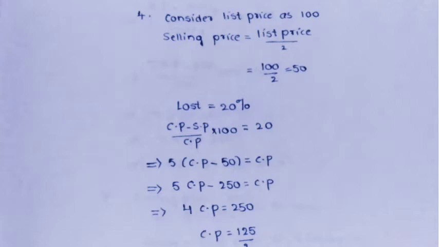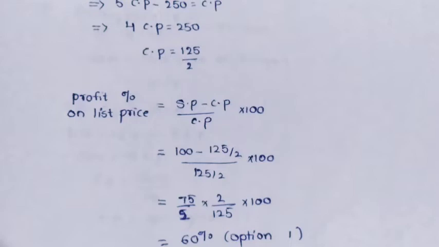Now after selling at half of the list price, he has lost 20%, and we know loss percentage is nothing but (cost price minus selling price) divided by cost price into 100. Substituting 50 as the value of selling price and solving, we get cost price as 125 divided by 2. So now we have selling price and cost price. Now we have to find out the profit percentage on selling at the list price. If these goods are sold at the list price, that is, if the selling price is 100, we have to find out what the profit on the goods is.